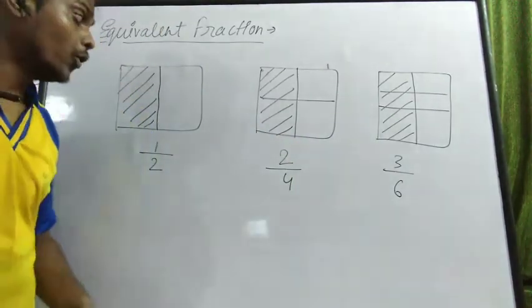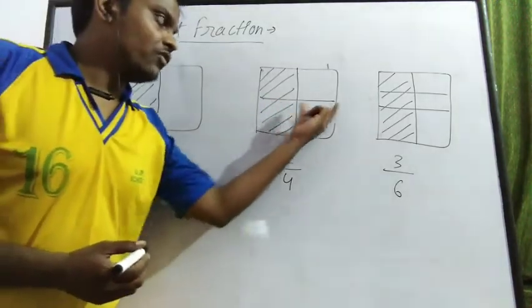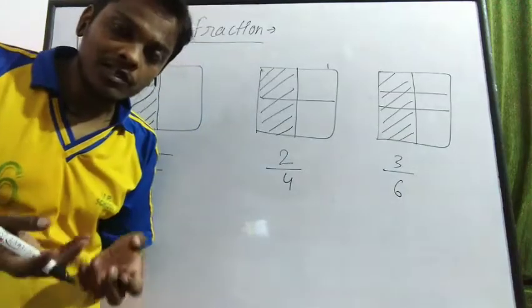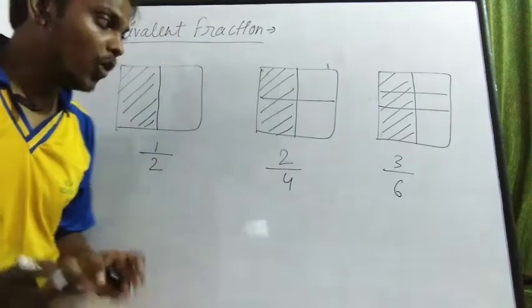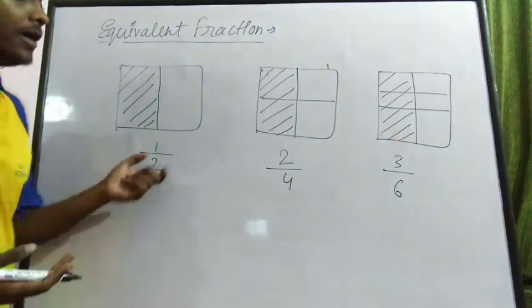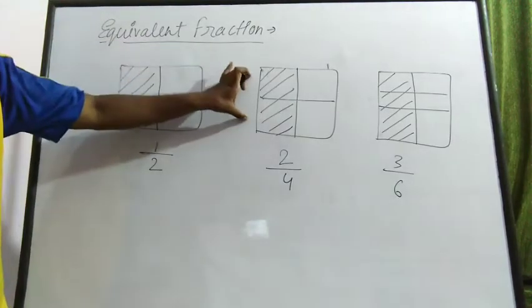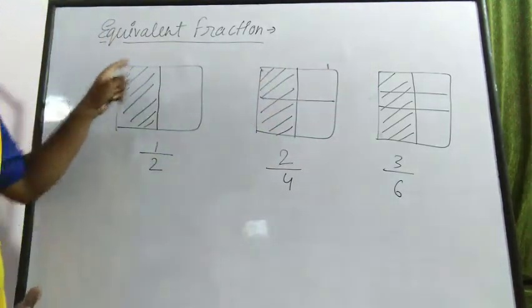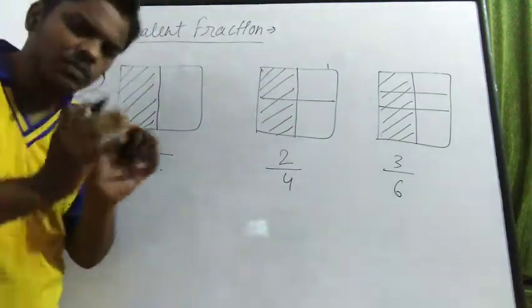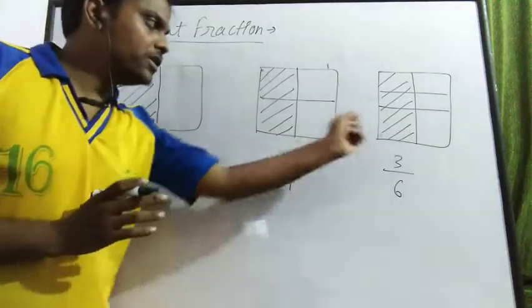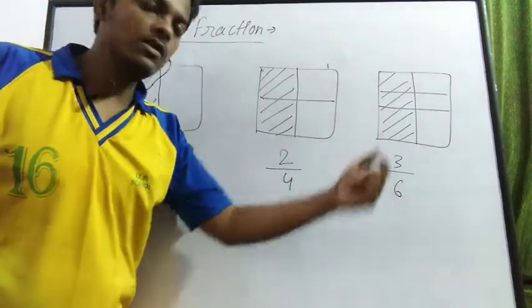Are they equal? No, it is not equal. Why? It is divided in 2 parts, it is divided in 4 parts, it is divided in 6 parts. How is it possible that they are equal? So what are they? They are equivalent. See, the shaded portion in each figure is equal. Means we have selected the similar thing in each figure.